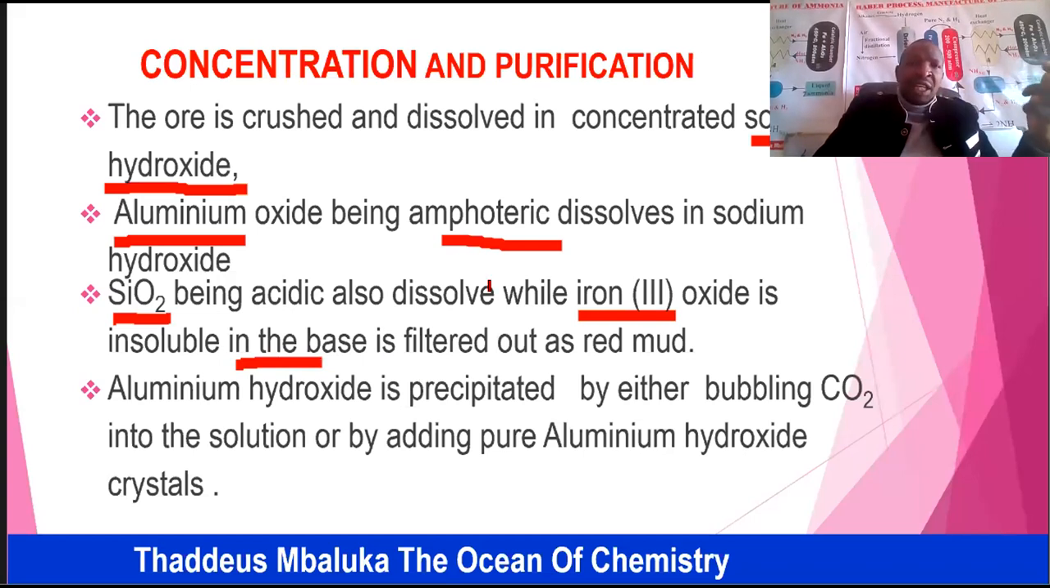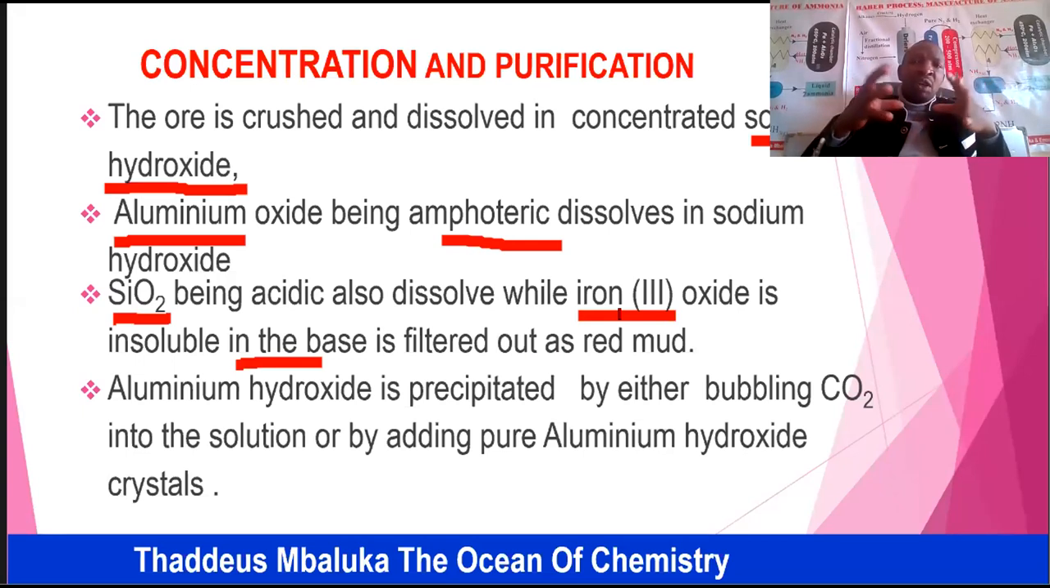First of all, you have to understand there are some impurities that might be found in aluminium ore. The main impurities here, and it's good to capture them, we have the iron oxide, the iron 2 oxide, and silica. Those are the main impurities. So when you add sodium hydroxide, it will dissolve the silica and aluminium oxide, because aluminium oxide is amphoteric. So iron 3 oxide will not dissolve.